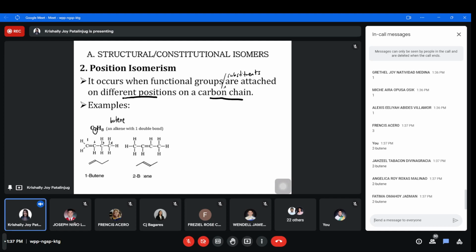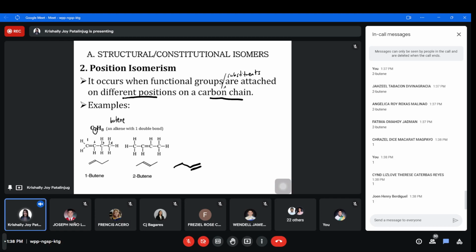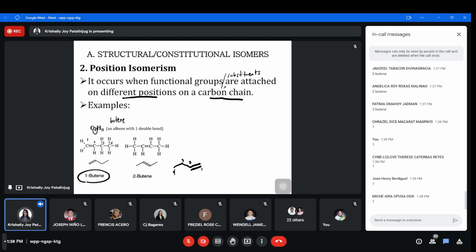Walang 3-butene. Bakit? Let me draw the skeletal structure ha. Kasi may sumagot na 3-butene. So if I will transfer the double bond on this terminal part, is it 3-butene or 1-butene? Very good. It's 1-butene. Kasi yung numbering ngayon, ito na yung magiging carbon 1, 2, 3, 4. So it is still 1-butene. So dalawa lang yung possible alkene molecule na pwede nating ma-obtain with this formula C4H8, 1-butene or 2-butene.